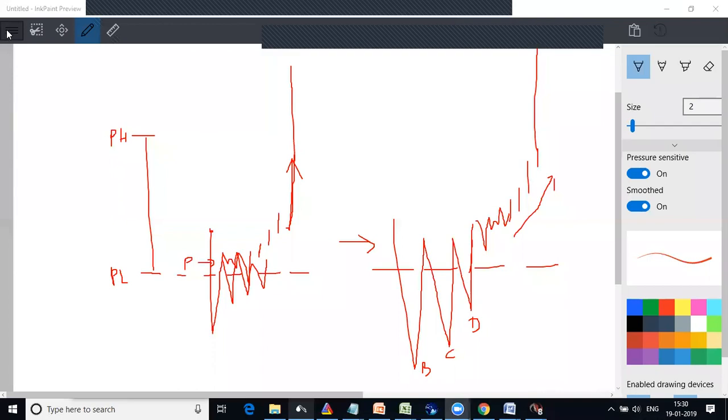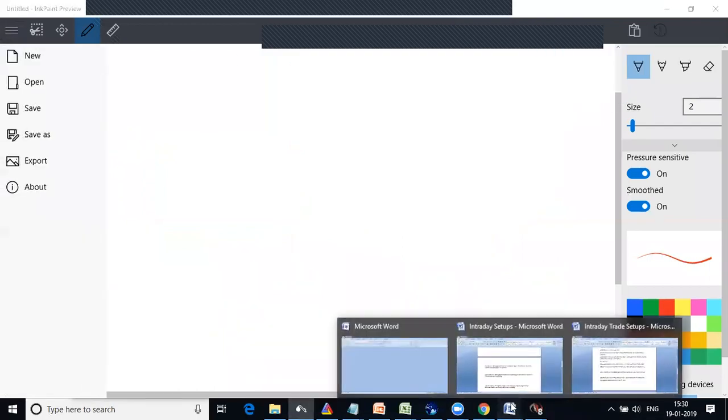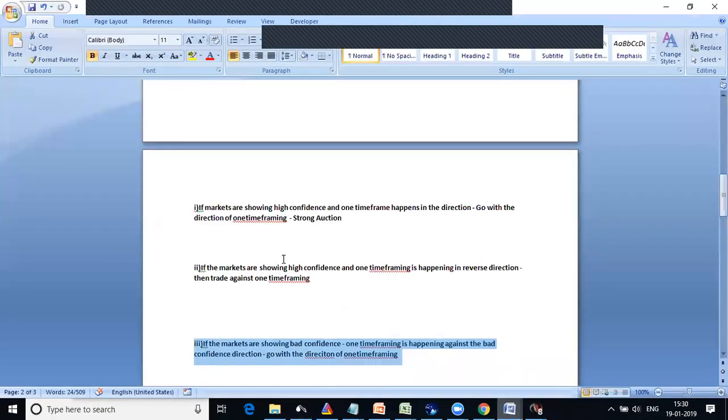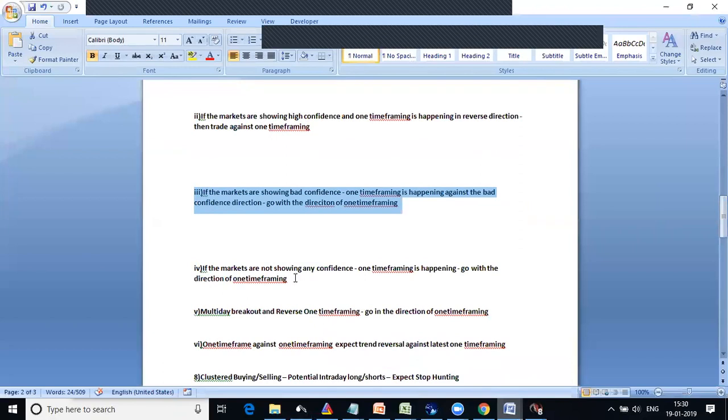Okay, so let me talk about the fourth one-time framing setup. These were three one-time framing setups. The fourth setup is if the markets are not showing any confidence at all. Price is completely trading inside the range. There is absolutely no confidence going on. Neither the buyers nor the sellers are confident. But one-time framing has started happening. Then go in the direction of the one-time framing.